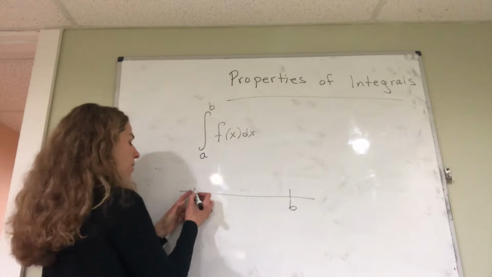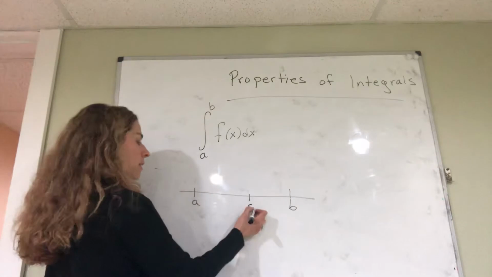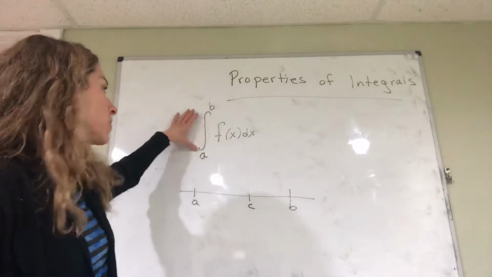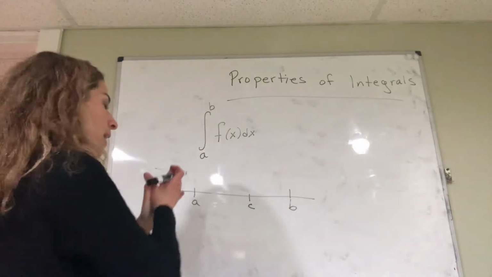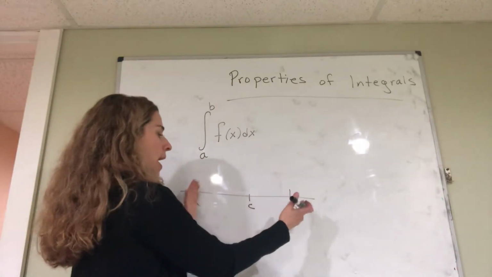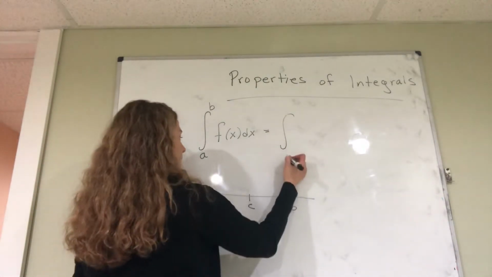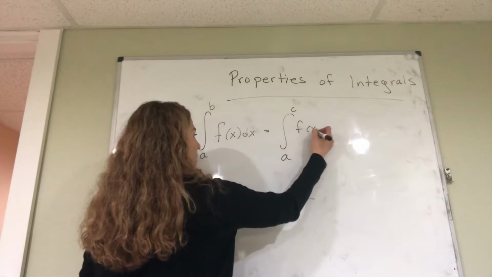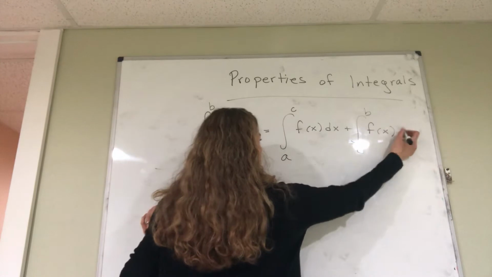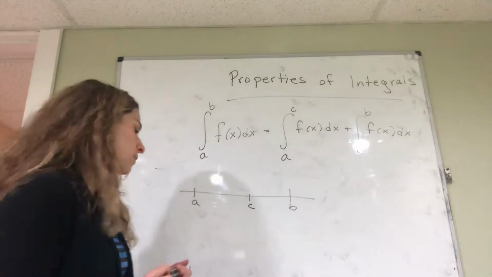So instead of finding the area under the curve from a to b, I can find the area from a to c, then find the area from c to b, and then add the two pieces together. Remember, the integral is finding the area under the curve. So instead of finding the area in one piece, I can find the area of this piece, find the area of this piece, and then add the two pieces together, and that will give me the same amount. So this property says I can integrate from a to c, and then integrate from c to b, and this will be equal to the original problem as long as the number c is in between a and b. So that's the first property.